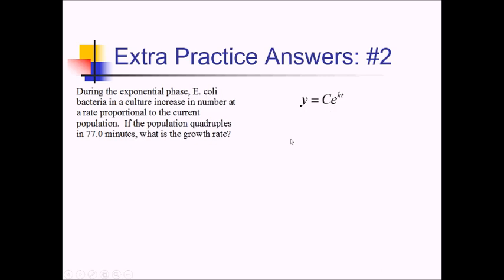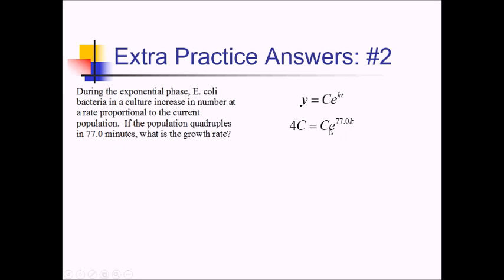So what could we plug in for these things? Well, c is our initial value, our initial number of E. coli, and they didn't tell us that. We did get told that the population is quadrupling in 77 minutes, though. So that means at the very least, time is going to be 77. And if our initial value is quadrupling, I don't know what c is, but I know then that y has to be 4 times c, again, whatever c is. So I'm going to write 4c equals Ce to the k times 77.